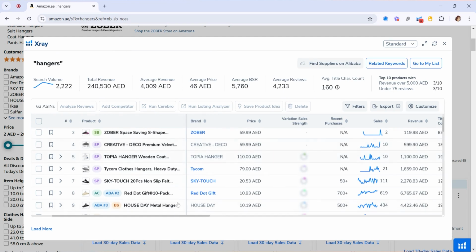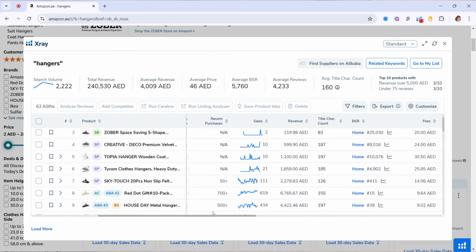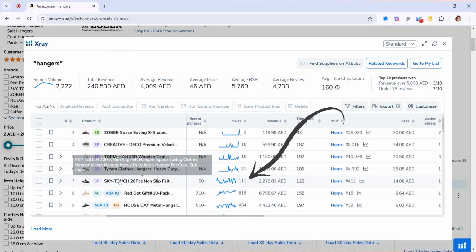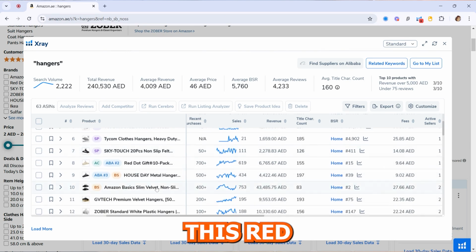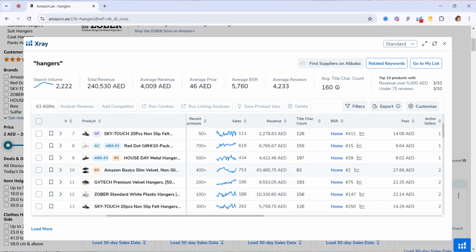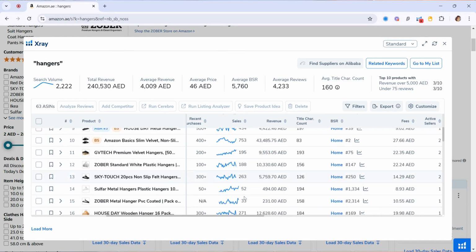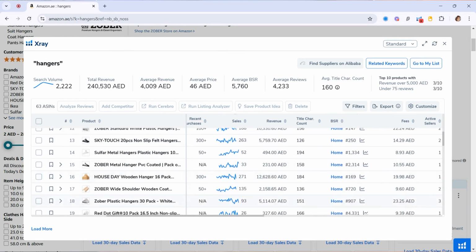like the top sellers. So if I move on like this a little bit, I can basically see that SkyTouch is selling 111 units, generating 2,000 dirhams per month. This red dot is selling almost 619 units per month, 434 units per month, 753. So Amazon Basics is obviously one of the best sellers here, but there are a lot of sellers that are selling upwards of 100 units per month.